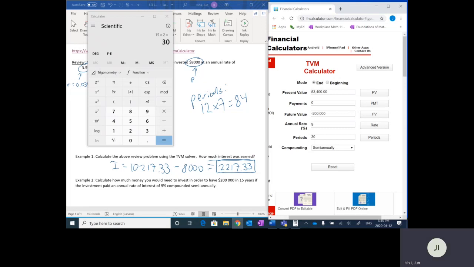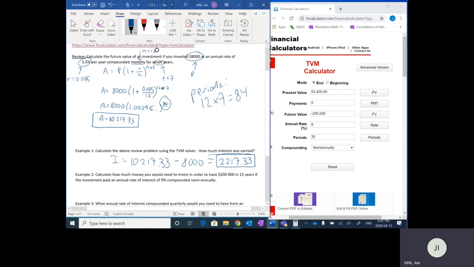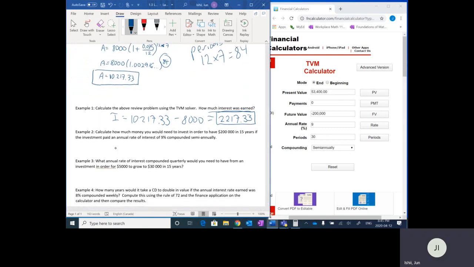Let me just scroll in. The present value in this case, once we plug it into the TVM solver, or calculator, I keep saying solver, TVM calculator, is 53,400. Cool. Let's go on to the next one here. What annual rate of interest? We're being asked to find this value here, so I'm just going to delete that.